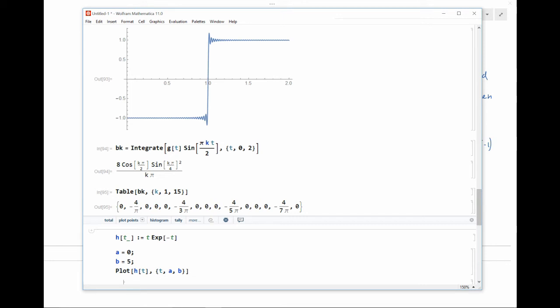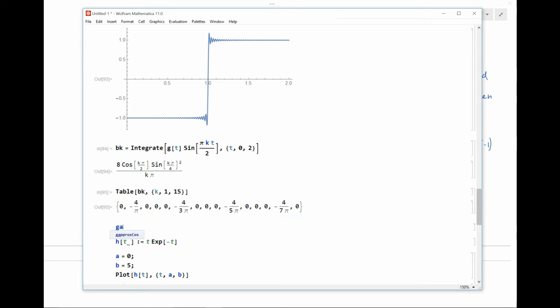Let's see how well this series represents our function. So the sine series is going to be the summation of the terms bk multiplied by sines of pi kt over 2.